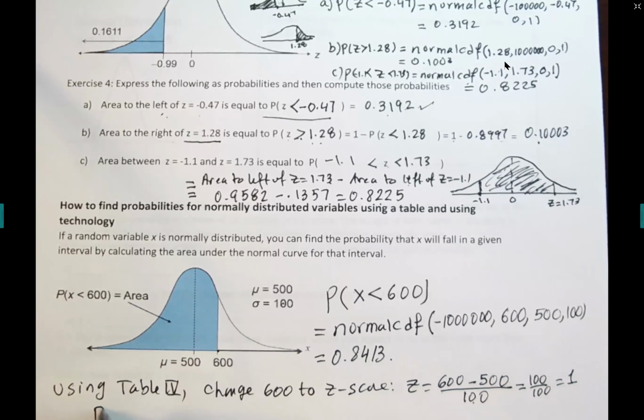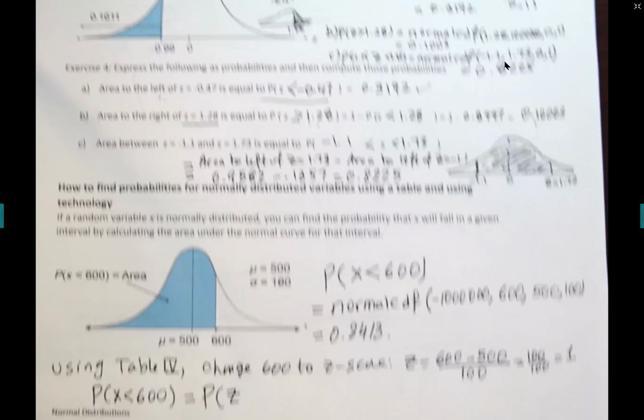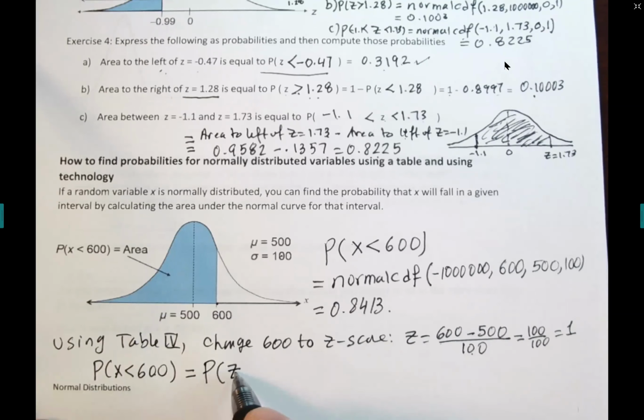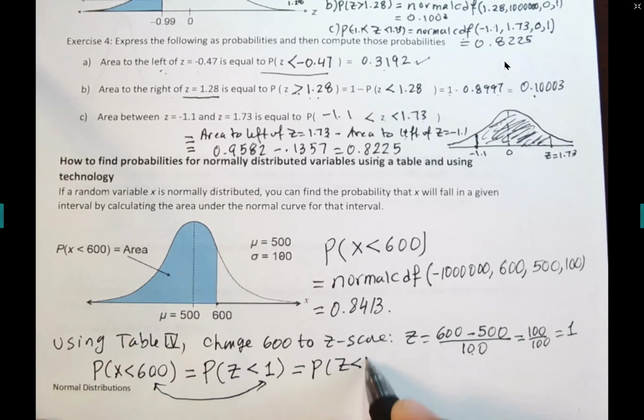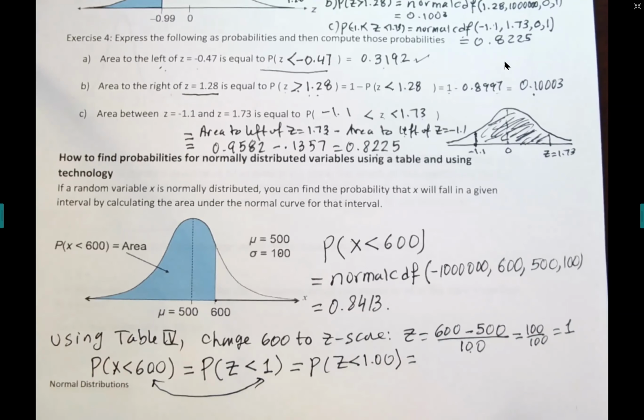So the probability of X less than 600, which we don't have technology to do just like that, we're going to change to Z. The probability of X less than 600 is the same as the probability of Z less than 1, because I changed the 600 to 1 as a z-score. For the probability of Z less than 1.00, I need the 2 decimals. I can do that on the table. Let me show you. 1.00.